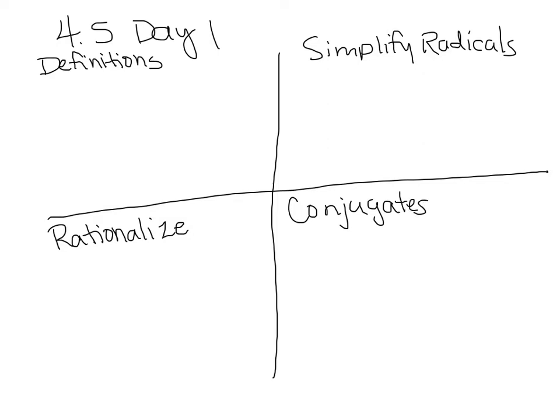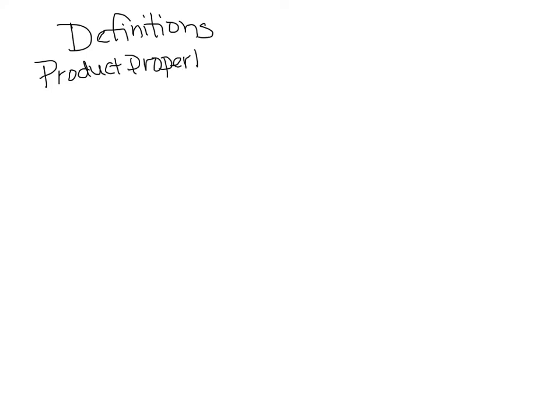Okay, so we're going to start with the definitions. In the definition quadrant, and I'm doing this so that you guys can see, so I don't have to squeeze everything in there, but please write this all in that quadrant. We're going to first write down the product property. The product property says the square root of a times b is equal to the square root of a times the square root of b.